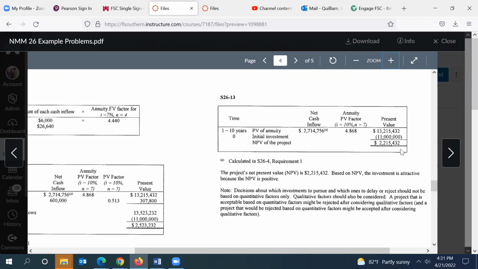But would you still say that we should invest in this? Yeah. Net present value greater than 0. So sure enough, the project's net present value is $2,215,432. So based on net present value, the investment is attractive because the net present value is positive. And the same worry about qualitative and quantitative factors. Questions on net present value? Ready?